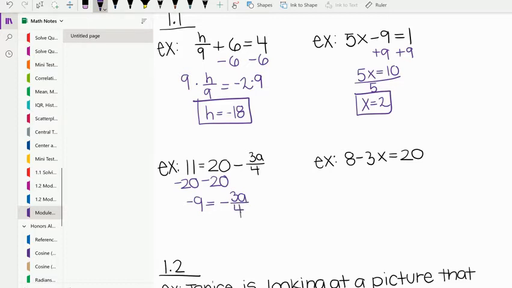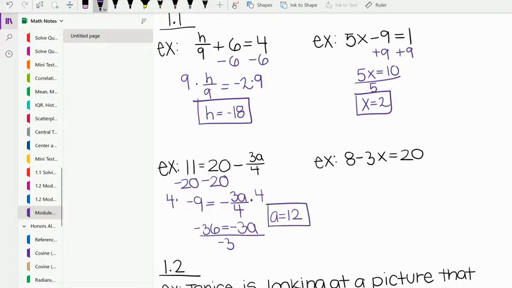So in order to get that a, I'm going to have to multiply both sides by 4. So that gives us negative 36 equals negative 3a. And the last step would be to divide by negative 3. And when we have a negative 36 divided by negative 3, we'll get a positive 12.